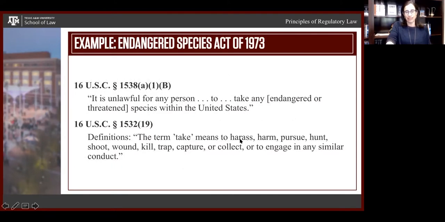Let's take a look at another example here. So the Endangered Species Act of 1973 has a provision that says it is unlawful for any person to take any endangered or threatened species within the United States. And then in the definition section of that statute, it defines the term take. It says the term take means to harass, harm, pursue, hunt, shoot, wound, kill, trap, capture, or collect, or to engage in any similar conduct.